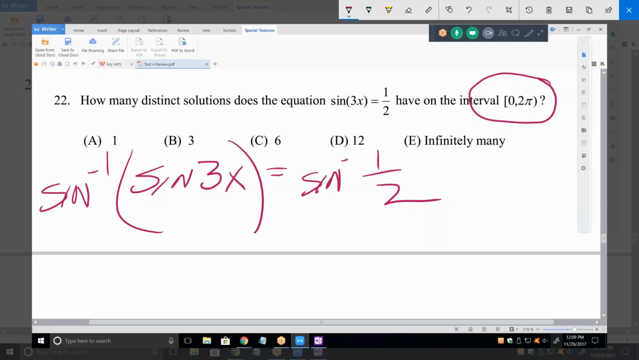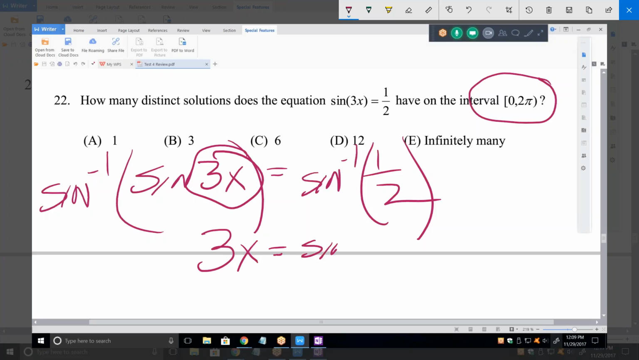And what do you get when you take the inverse sine of the left side? 3x. You get whatever this argument is. So it's 3x equals the inverse sine of 1/2. So the inverse sine of 1/2, we've just discovered, is 30 degrees, and it's also 150 degrees in this interval. So if 3x is equal to 30 or 150, what is x equal to?